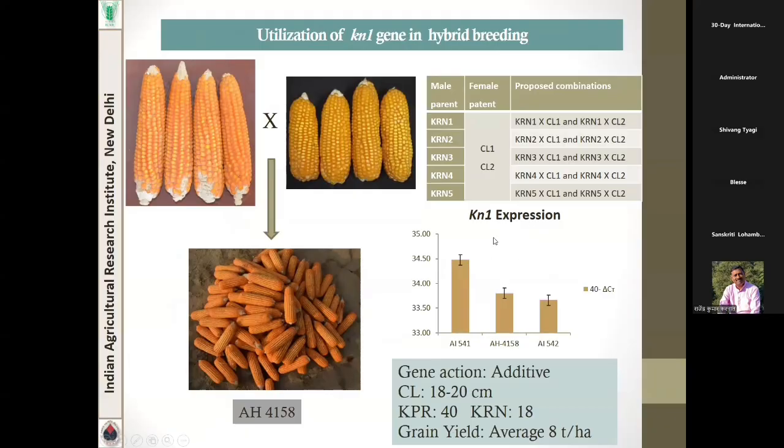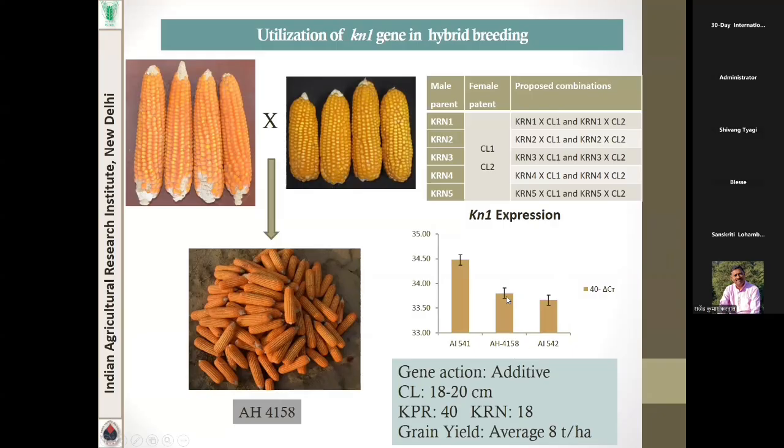For the deleted part, we designed a primer and expression analysis was done, and you could see that in AI541, the cob length was high and the expression of the gene was also very high. In AI542, the cob length was low and the expression of the gene was also less, and the hybrid is intermediary, like it is having an additive kind of action. So we understood that both go together. They will increase, not exactly to the parent, it is just like in additive mode. Then the hybrid also has the advantage of increasing cob length.